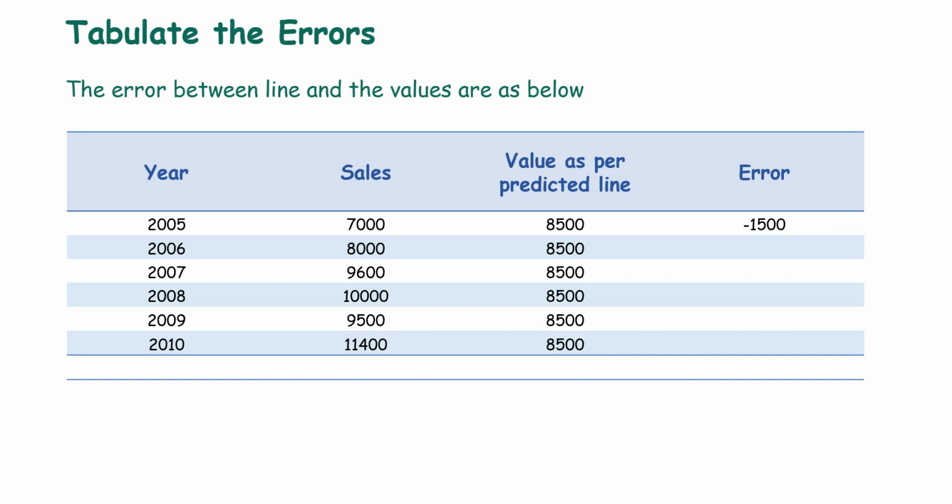Now let's do it for the other data sets for 2006, 7, 8, 9, and 10. It's pretty straightforward, so we get these values. Now, what do I do with these errors, right?